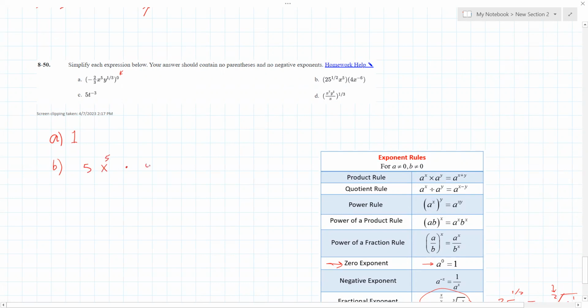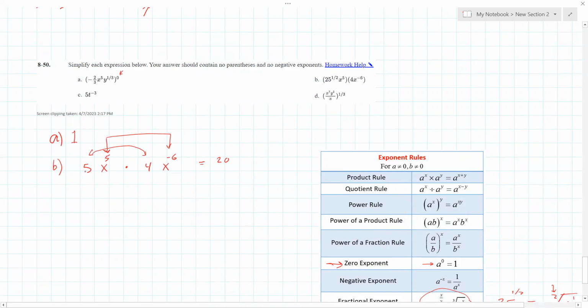multiplied by 4x to the negative 6. And we don't need these parentheses here. We can remove them because there is no upfront term to distribute or something like that. So the parentheses, we don't need them. Basically, we multiply the numbers. 5 times 4, this is 20. And we have x to the 5th multiplied by x to the negative 6.